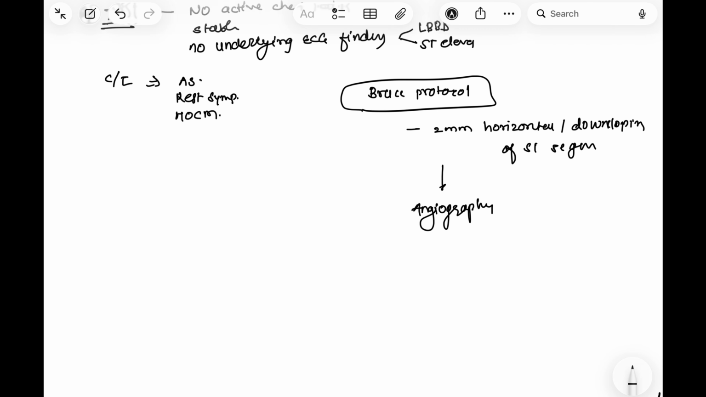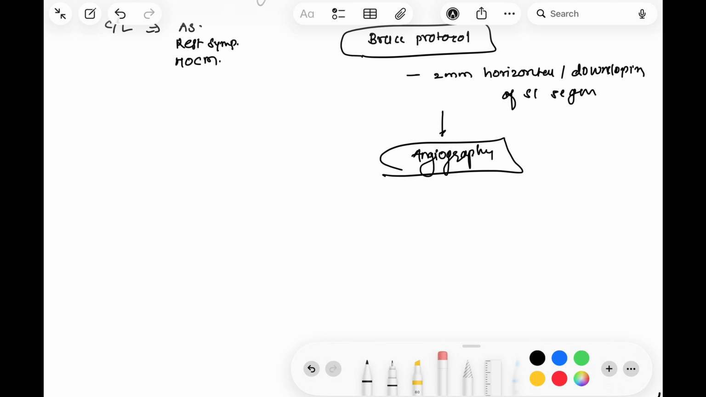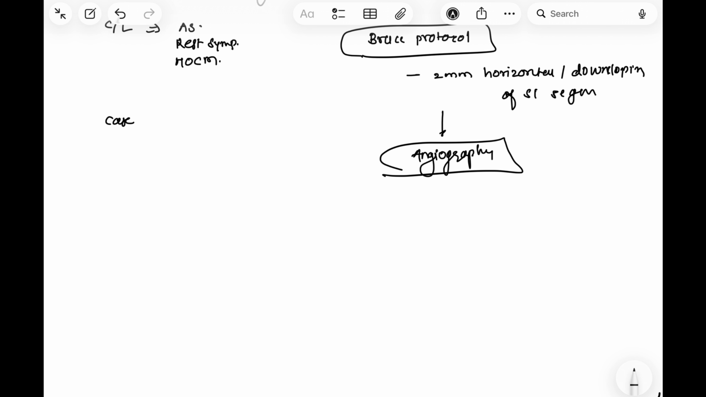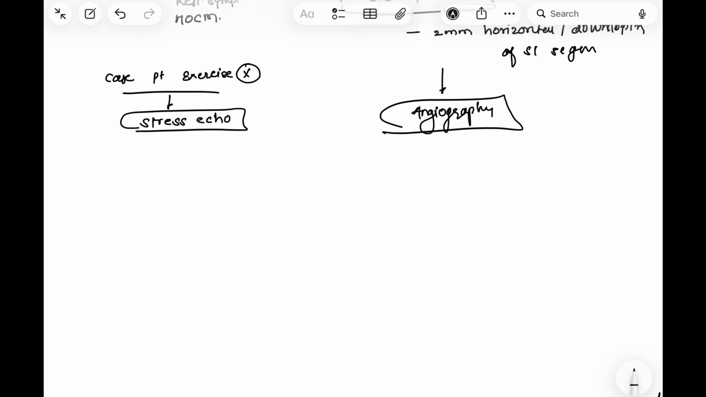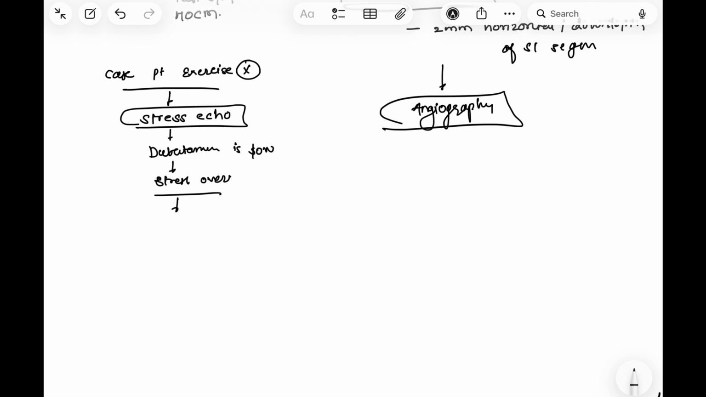For every patient, can we go for an angiography? Like any patient coming with unstable angina, we don't go for angiography. We will sort a few patients to establish the need for angiography. In some cases where the patient can't do exercise, we go for stress echocardiography. Here we administer dobutamine in low dose, which creates stress over the heart, and we perform echo, right?